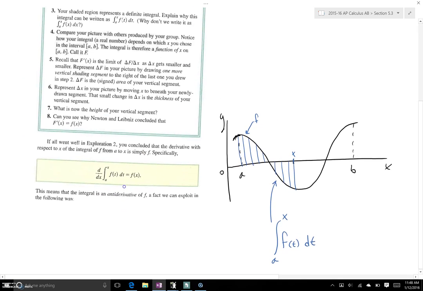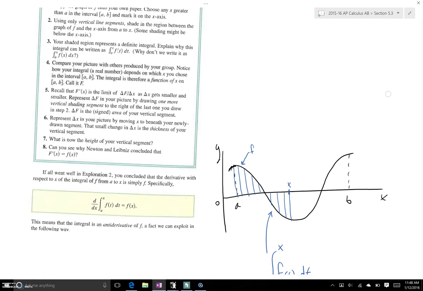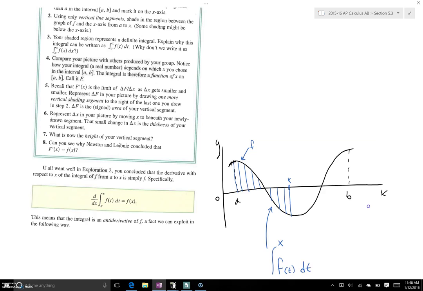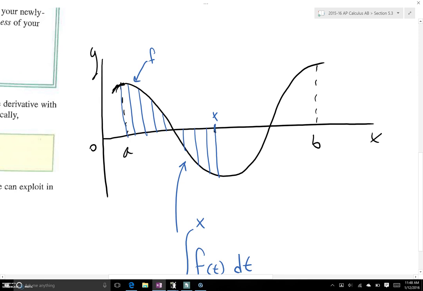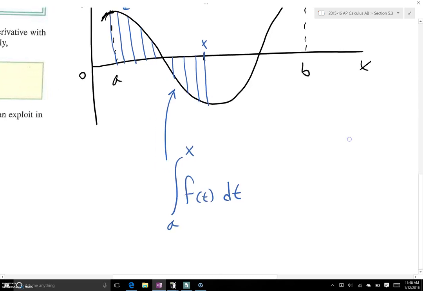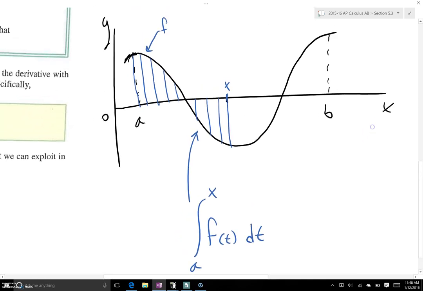Alright, so let's keep going. It says, compare your picture with others. We can't really do that, can we? Notice how your integral depends on which x you chose. The integral is therefore a function of x. If we had all done this together in class, it's likely that we wouldn't have all placed x in the exact same spot. And the point they're trying to make is that this turns the expression into a function that depends on x, or a function that gives us different values for area depending on how far over we let x be.